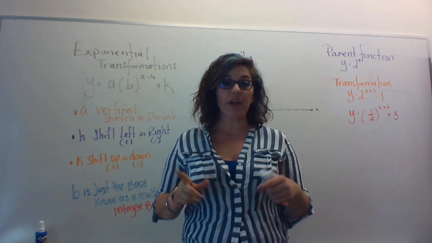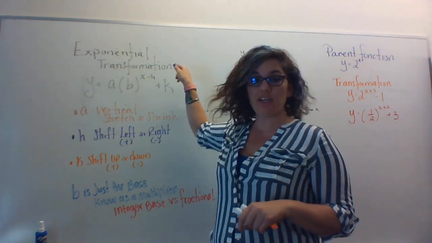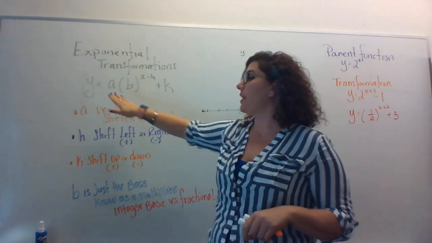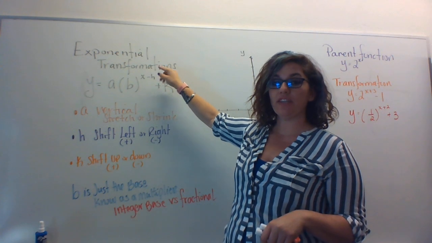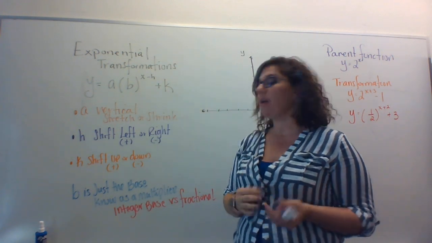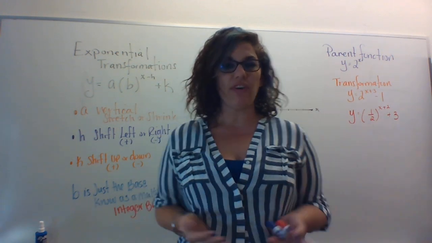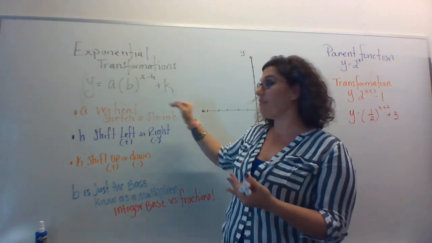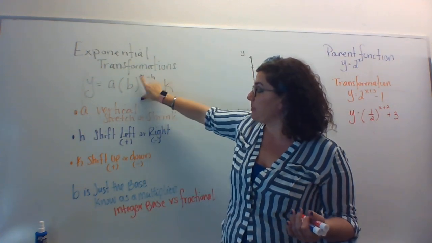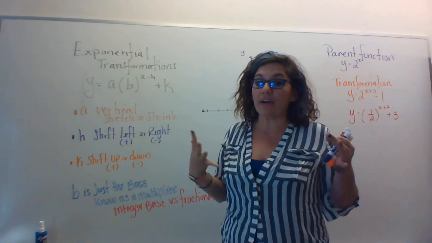Guys, we are going to talk about transformations to exponential functions given to us in the format of y equals a times the base raised to x minus h, plus k. Not a lot changes as far as what the letters mean. So we still have an a out front of the function, which, by the way, the function is b to the x. That's going to be our parent function.